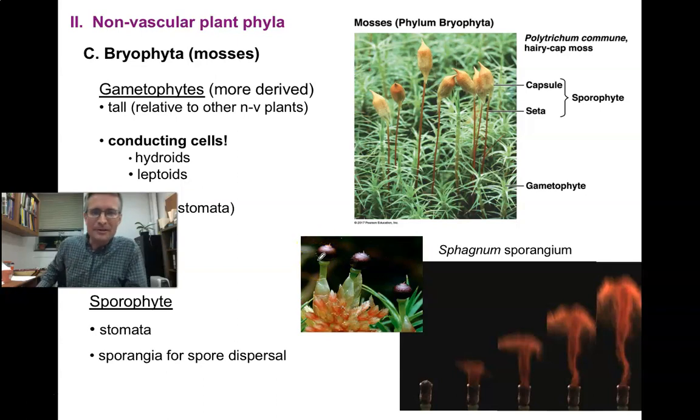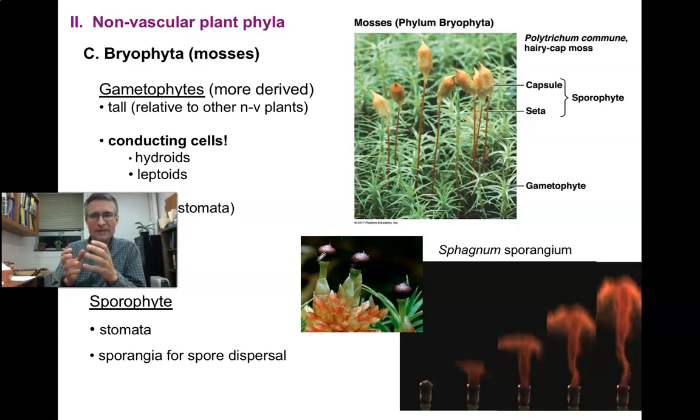Sphagnum moss does this better than a lot of other moss species, but there are varieties of this in a lot of moss species. And so what happens is, as the sporangium matures, it actually shrinks. And as it shrinks, there's gas inside it that gets put under higher and higher pressure.